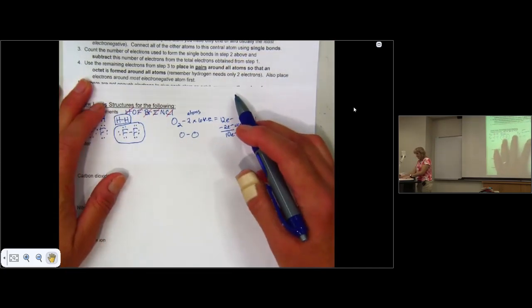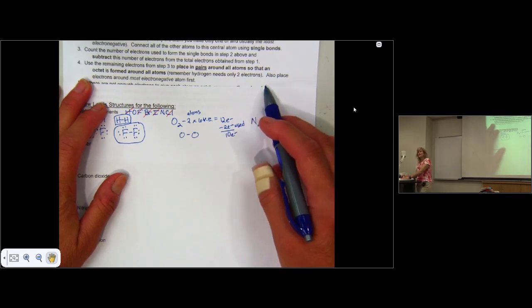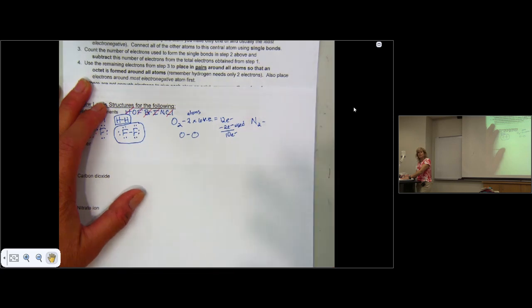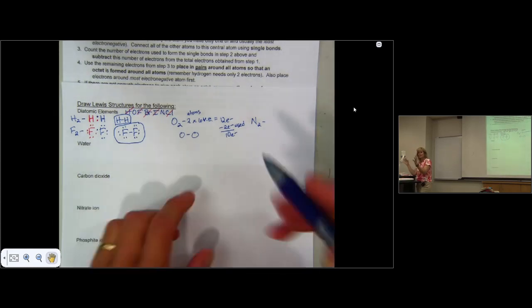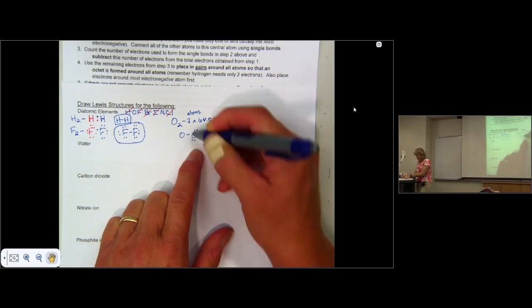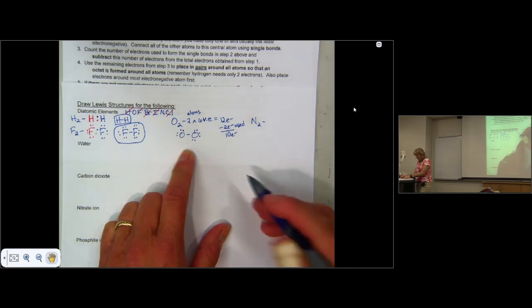Keep reading. Use the remaining electrons to place in pairs around all atoms. It says place them around the most electronegative atom first. They're both the same. You just put all of them on one, then go to the next. Do not even them up. You have to keep them in pairs. So we're simply going to go 2, 4, 6, 8, 10.